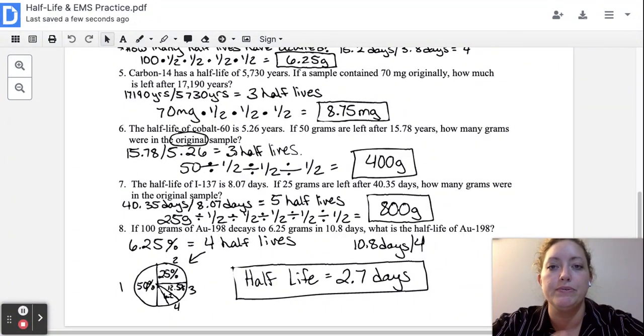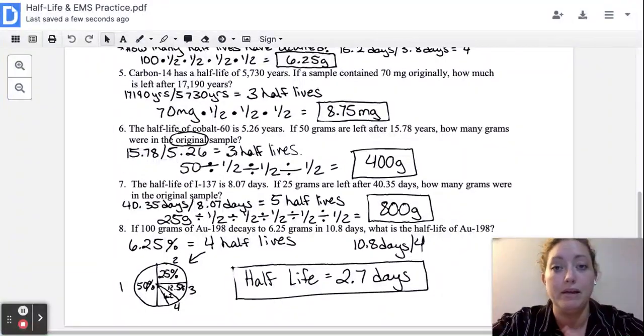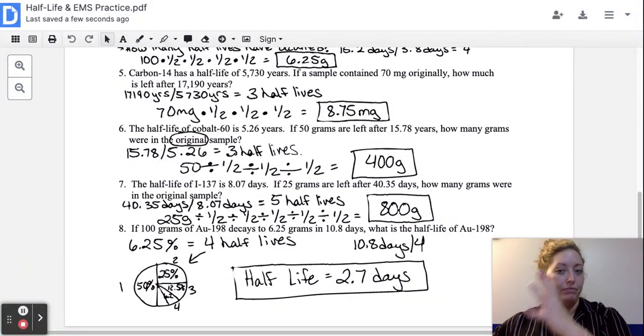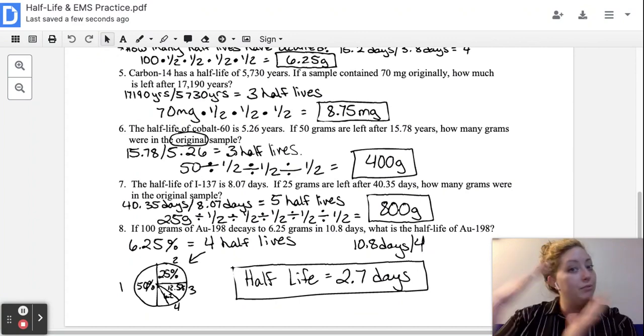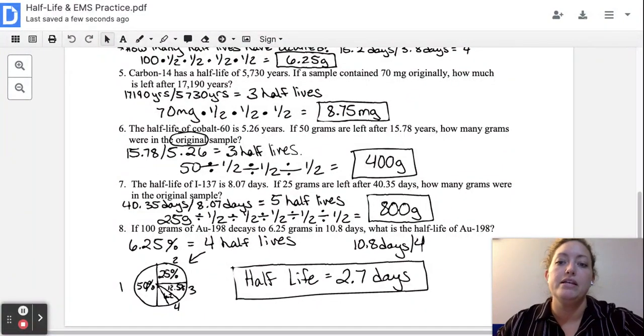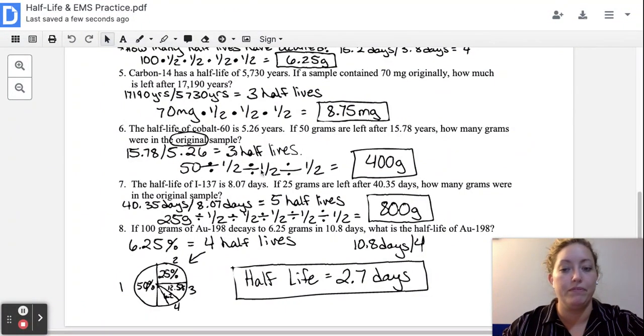6, let's see. This one, it was a little tricky because you were kind of working backwards on it. So for this one, it gives you the half-life is 5.26 years. You're saying if 50 grams are left after a period of time has passed, so after 3 half-lives have passed, I now have 50 grams of radioactive material. How many grams were radioactive in my original sample? So the only difference here is that instead of multiplying by each half-life to go from your original to the final, since you're going from the final back to the original, you're going to be dividing by each half-life. So we figured out there's 3 half-lives, so we're going to have 50 divided by 0.5, divided by 0.5, divided by 0.5. This gives you 400 grams.